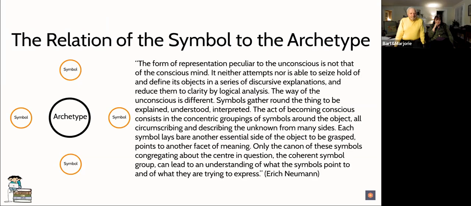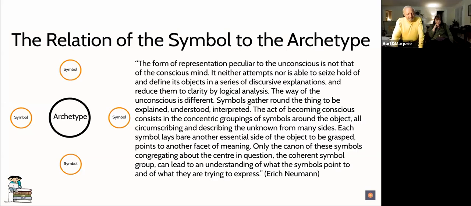The form of representation peculiar to the unconscious is not that of the conscious mind. It neither attempts nor is able to seize hold of and define its objects in a series of discursive explanations and reduce them to clarity by logical analysis. The way of the unconscious is different. Symbols gather round the thing to be explained, understood, interpreted. The act of becoming conscious consists in the concentric groupings of symbols around the object, all circumscribing and describing the unknown from many sides. Each symbol lays bare another essential side of the object to be grasped, points to another facet of meaning. Only the canon of these symbols congregating about the center in question, the coherent symbol group, can lead to an understanding of what the symbols point to and of what they are trying to express.